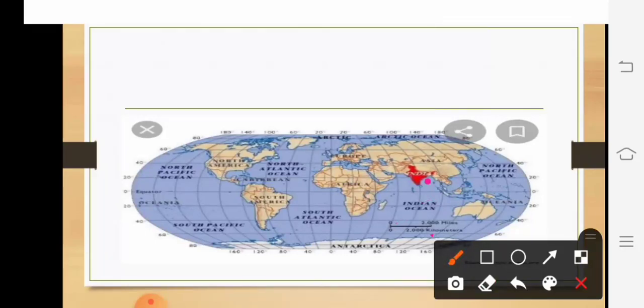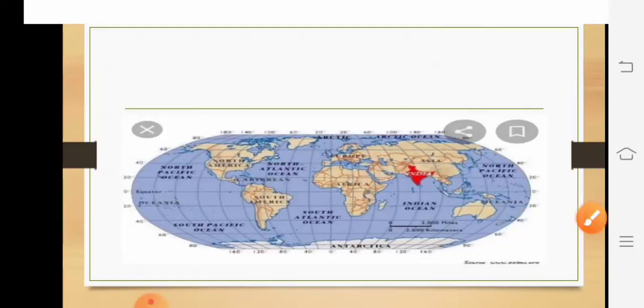So here you can see that this is India on the world map. The location of India is in Asia and the world. India has its place in the northern hemisphere and in the eastern hemisphere. Okay, children.